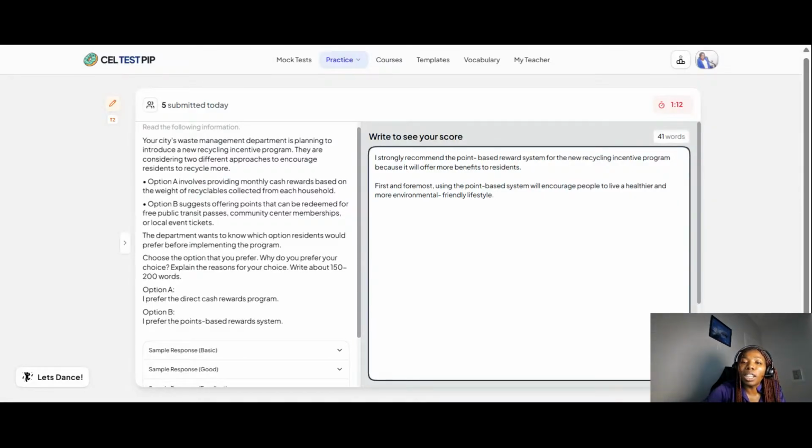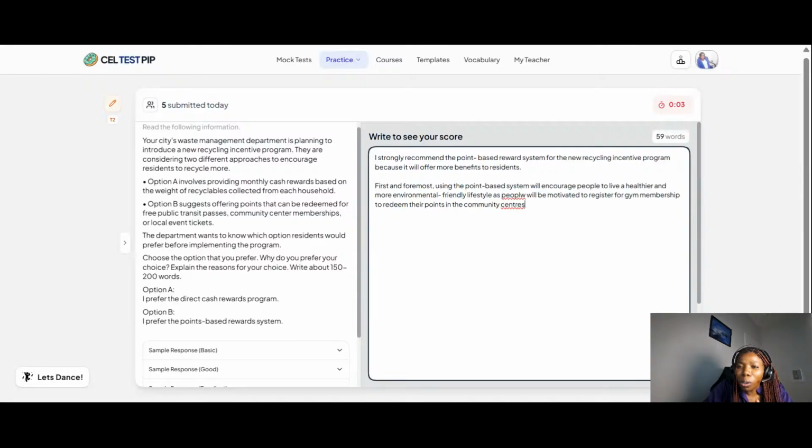A better friendly lifestyle, as people will be motivated to register for gym membership to redeem their points in the community centers. In Nigeria we don't really have community centers, I don't know where I live. But in Canada, community centers have a swimming pool, a gym, and lots of activities where you go and play games.